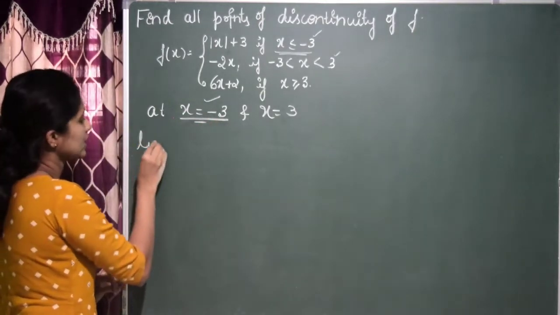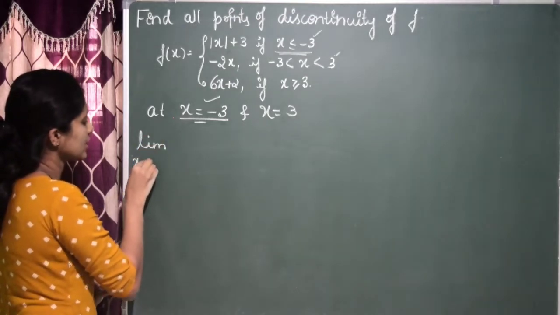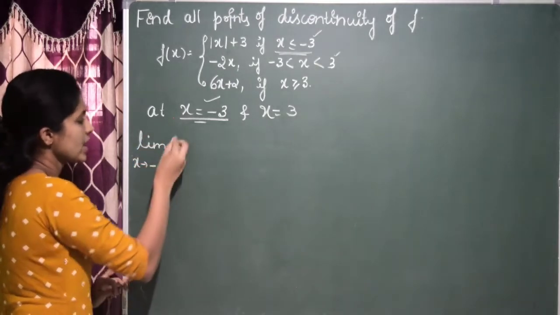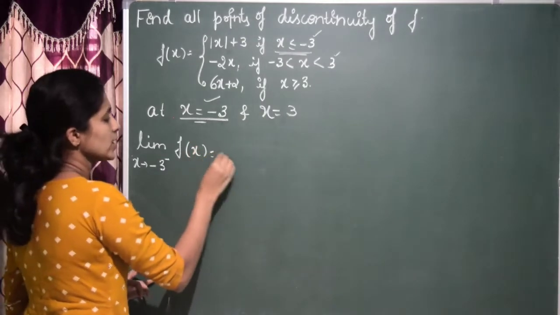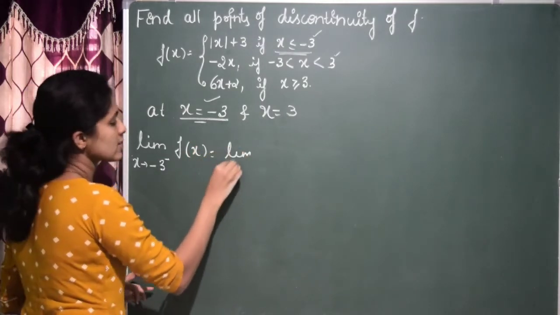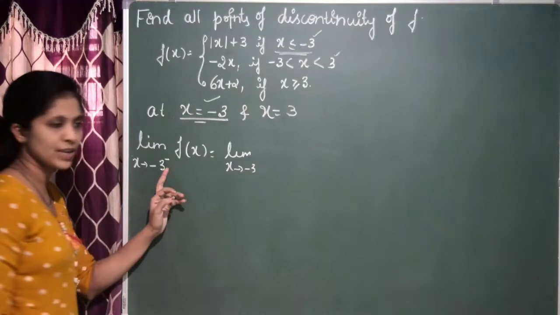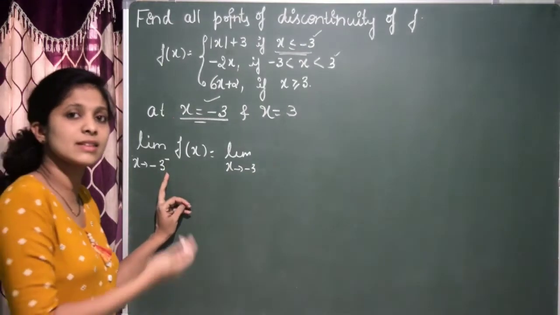Now I will check the left hand limit. Limit of x is tending to minus 3 from the left hand side, of the function f of x. So here you can see that limit of x is tending to minus 3 from the left hand side, I mean the value of x is less than minus 3.